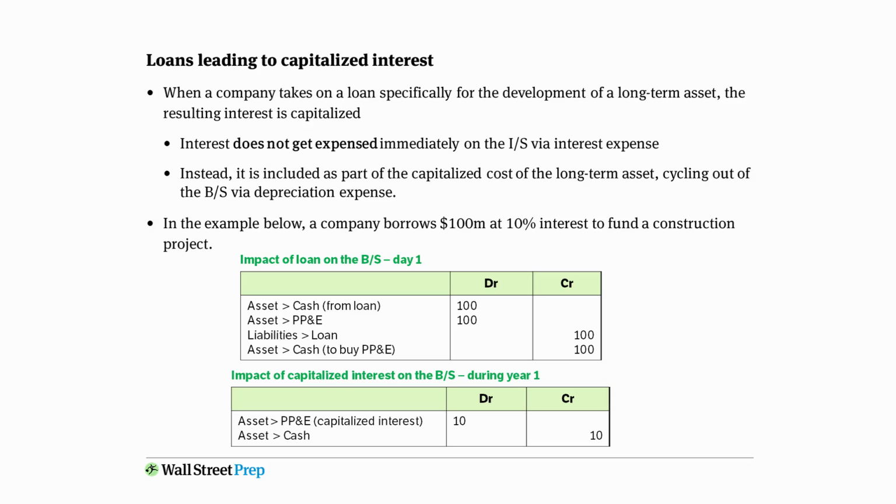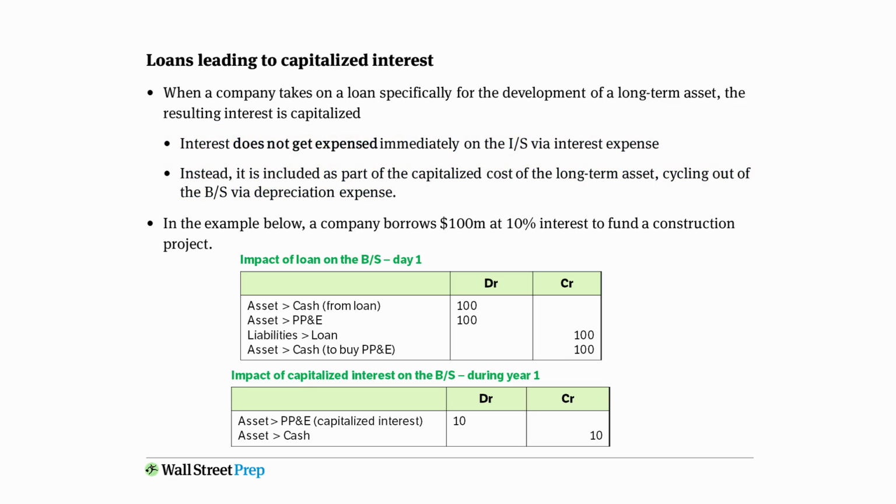In this section, we address loans that lead to capitalized interest instead of interest expense. When a company takes on a loan specifically for the development of a long-term asset, the resulting interest is capitalized. What that means is interest does not get expensed immediately on the income statement via interest expense. Instead, it's included as part of the capitalized cost of the long-term asset, and it cycles out of the balance sheet not via interest expense, but via depreciation expense.